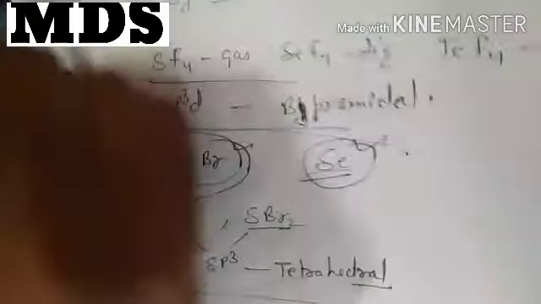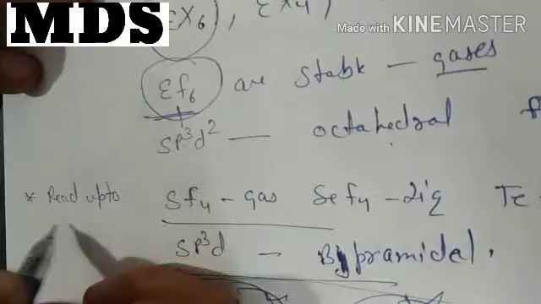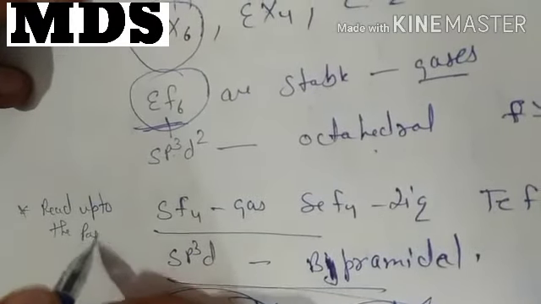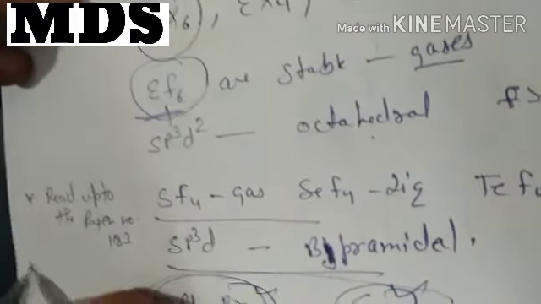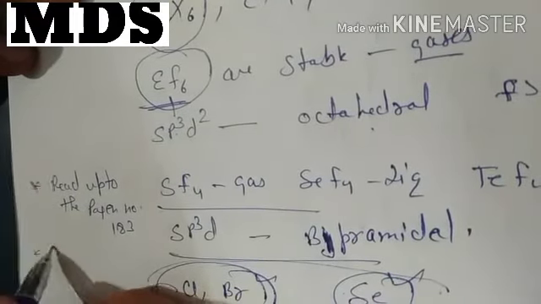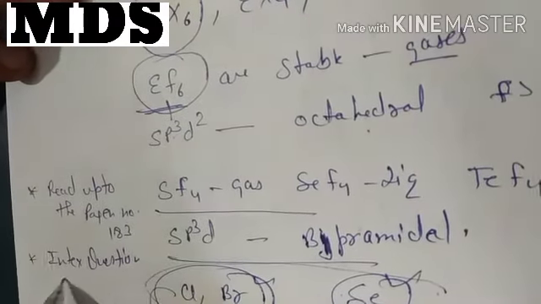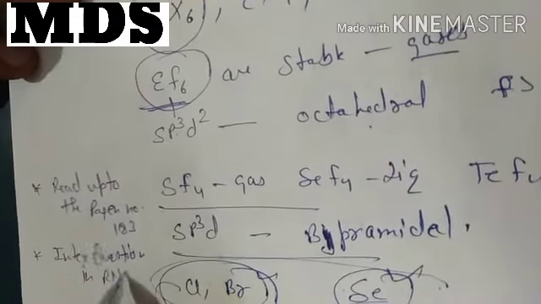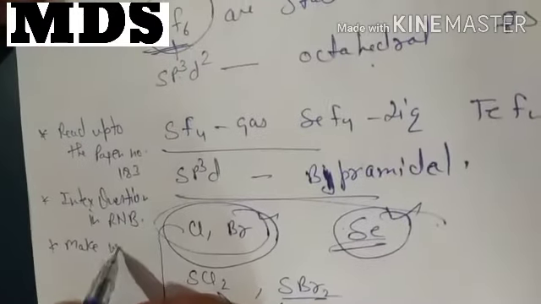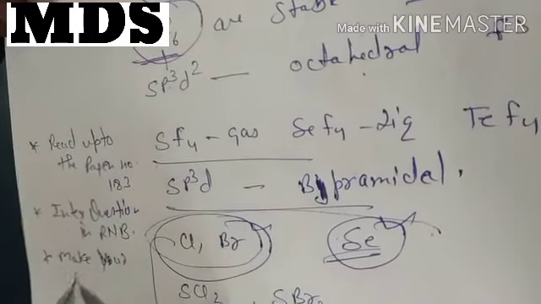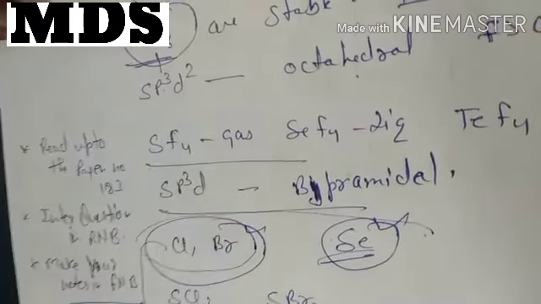So now, today's homework: first, read up to page number 183 in NCERT. There are in-text questions, solve them in a rough notebook. Third, you will make your notes in a fair notebook. Okay, thank you.